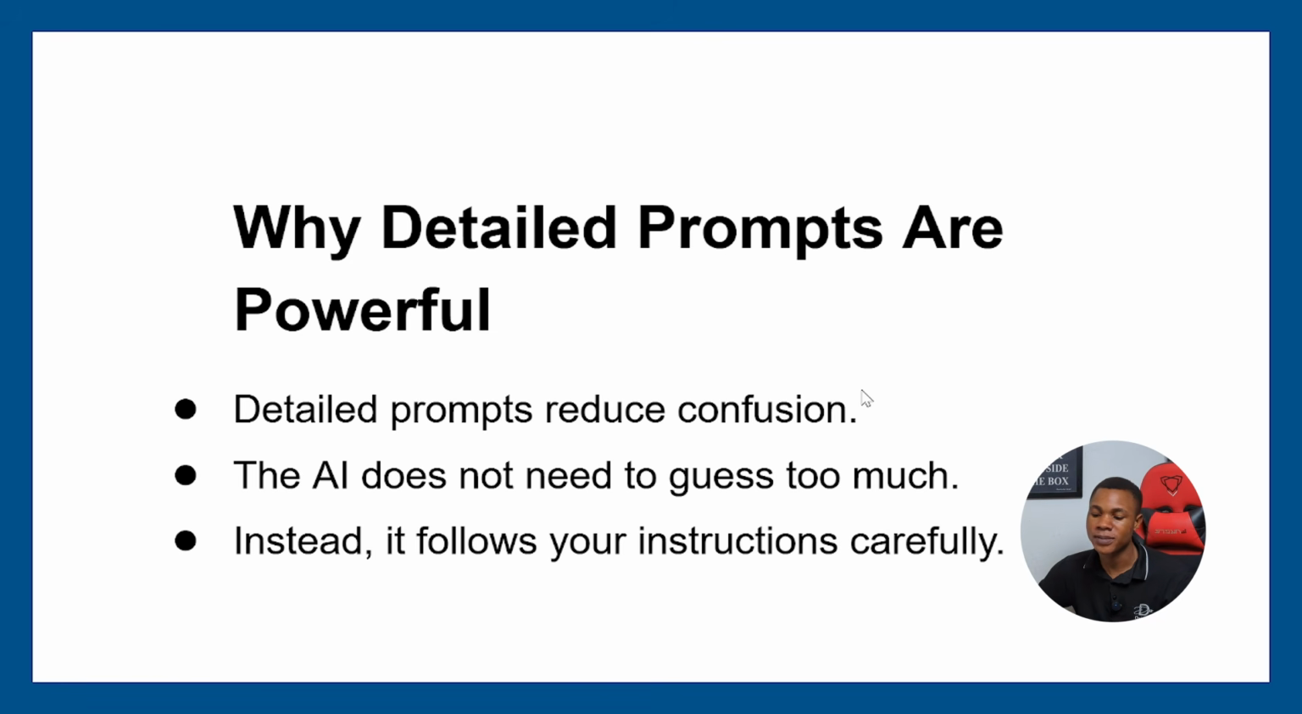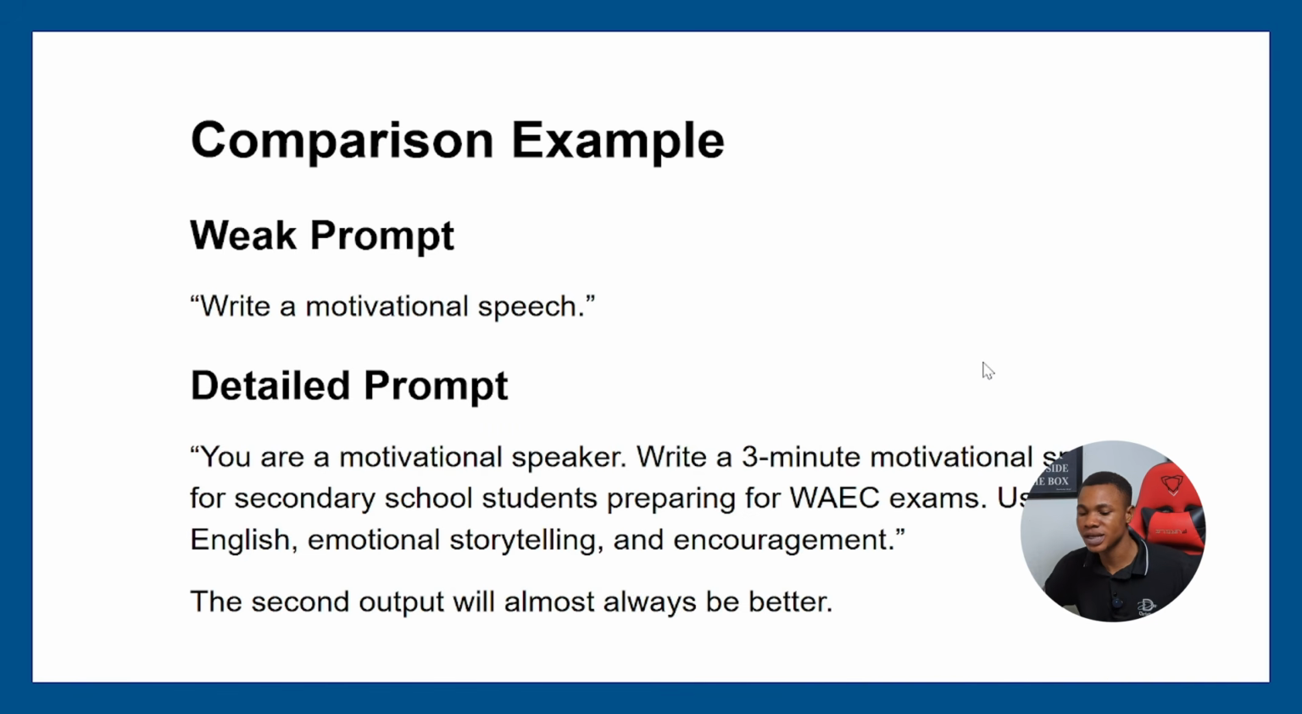So why are detailed prompts powerful? Detailed prompts reduce confusion. It makes everything look a bit better, and it gives AI direction. That's one of the most important things. So a comparison example: let's say you say write a motivational speech. AI does not understand that.